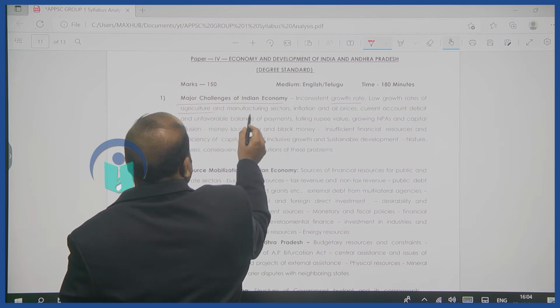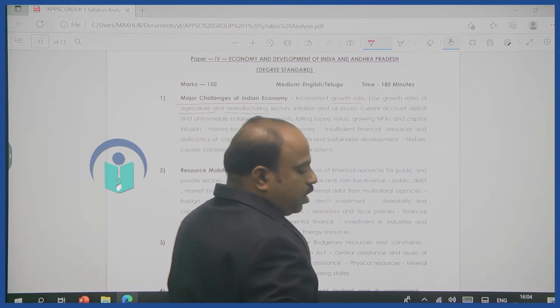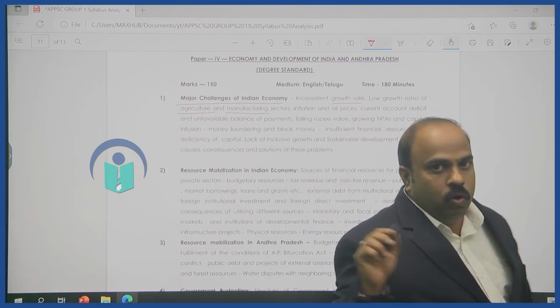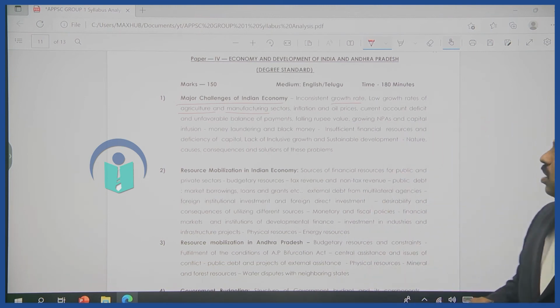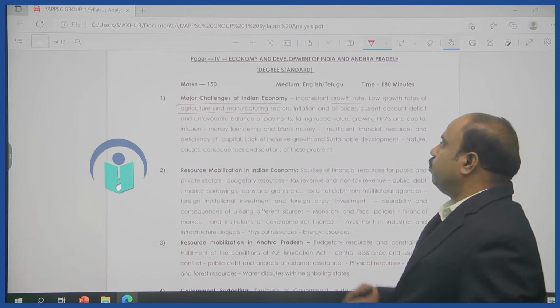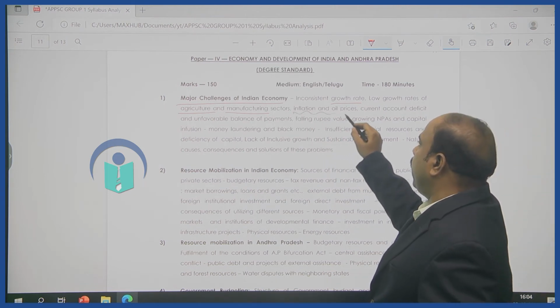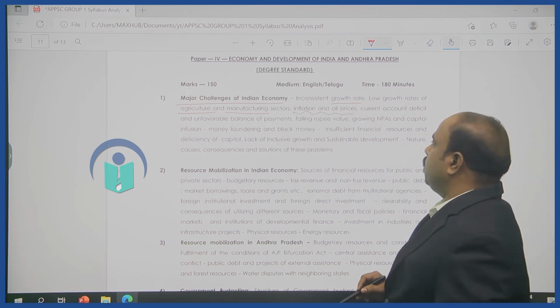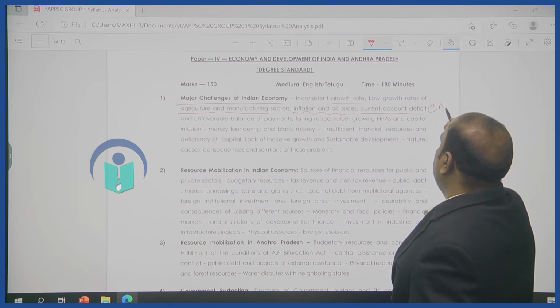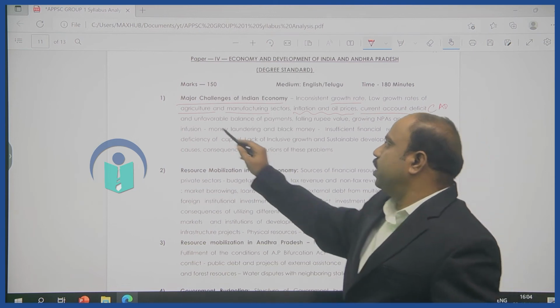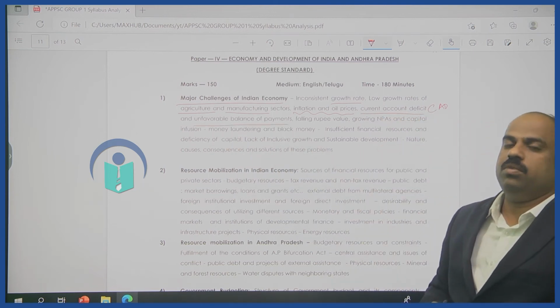Then mostly in agriculture as well as in the manufacturing sector only, we find low growth rates. But stable and high growth is found in the service sector here. Following, what about inflation and oil prices in India? The next, the current account deficit, CAD, as we call it. The next, unfavorable balance of payments.